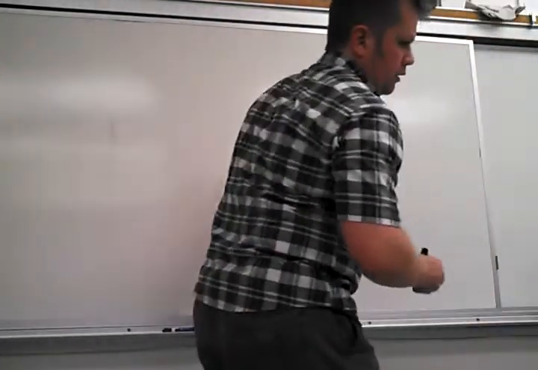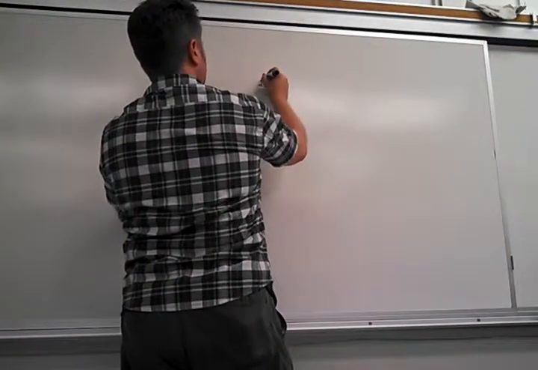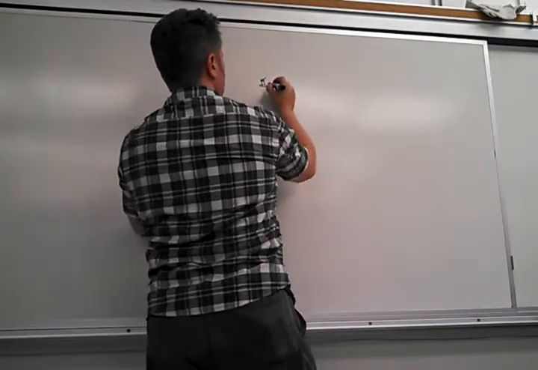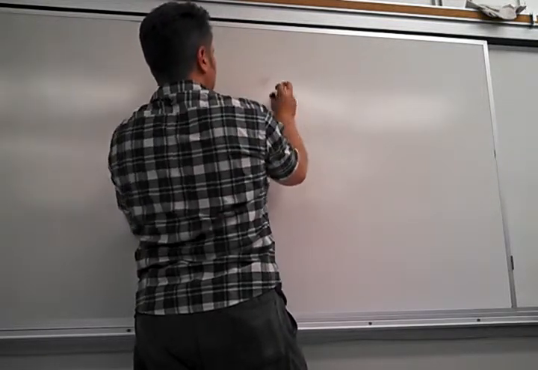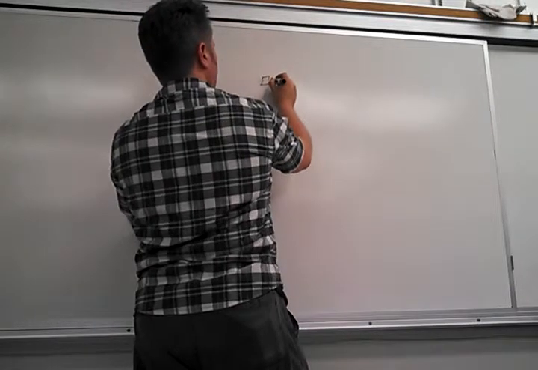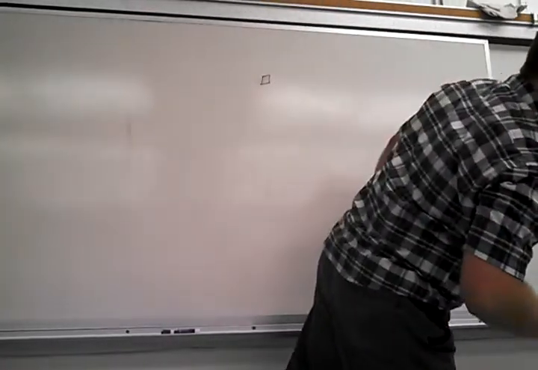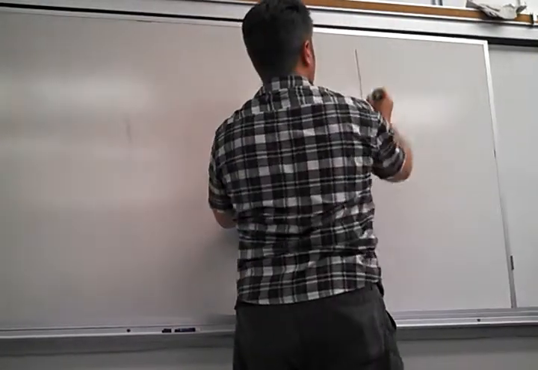A lighthouse on a small island is 3 kilometers away from the nearest point P on a straight shoreline. Okay, so we got a little lighthouse. That looks really bad. Let me try it again. It looks like something entirely different. So I just have a lighthouse, and 3 kilometers away, here's point P.